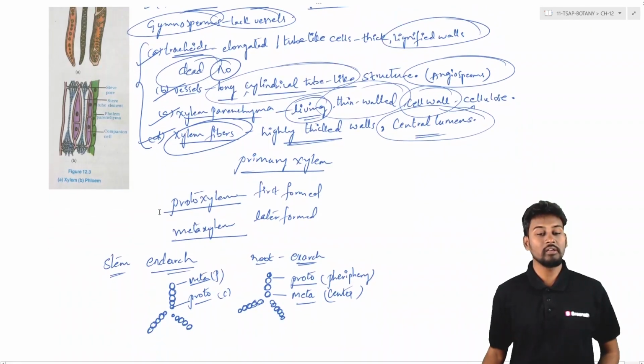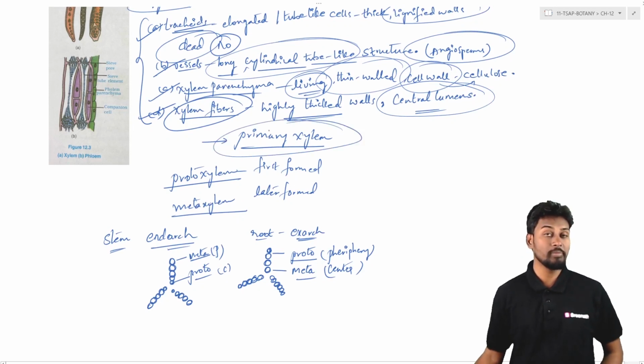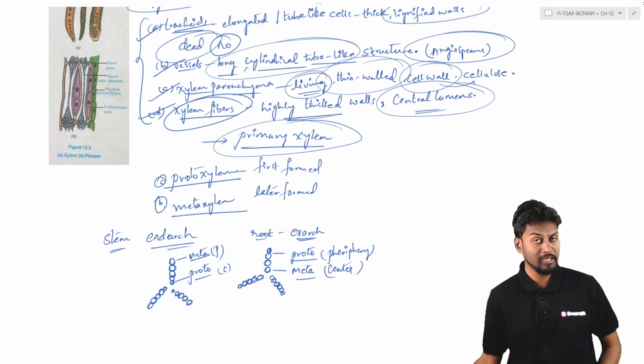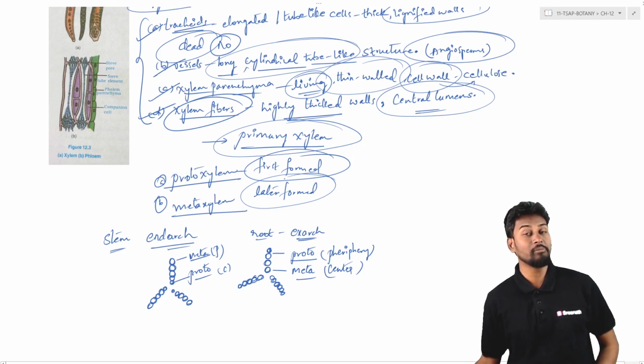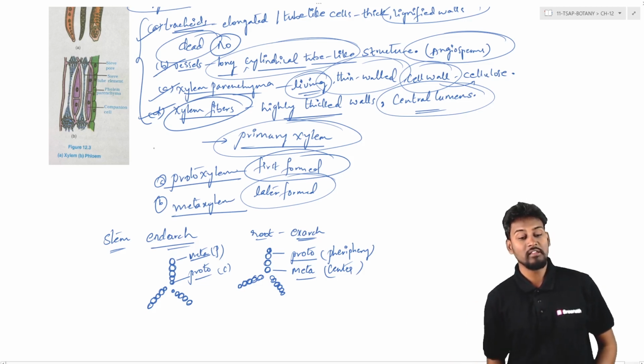And apart from the xylem vessels or the xylem tissue, we are also discussing two different types of xylem, the protoxylem and the metaxylem. The primary xylem is of 2 types, that is protoxylem and metaxylem. Protoxylem is the one which is formed first in the xylem tissue, whereas metaxylem is the one which is formed later. So here we can see the primary xylem can be divided based on the time of appearance. The first to form is called protoxylem, the later to form is called metaxylem.